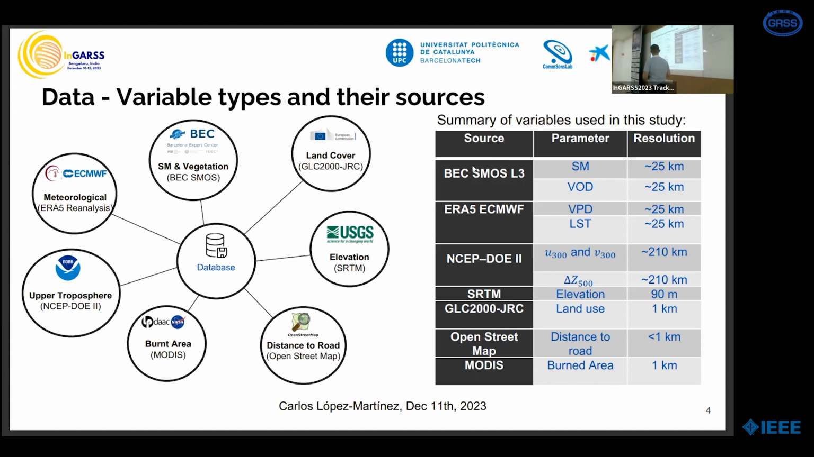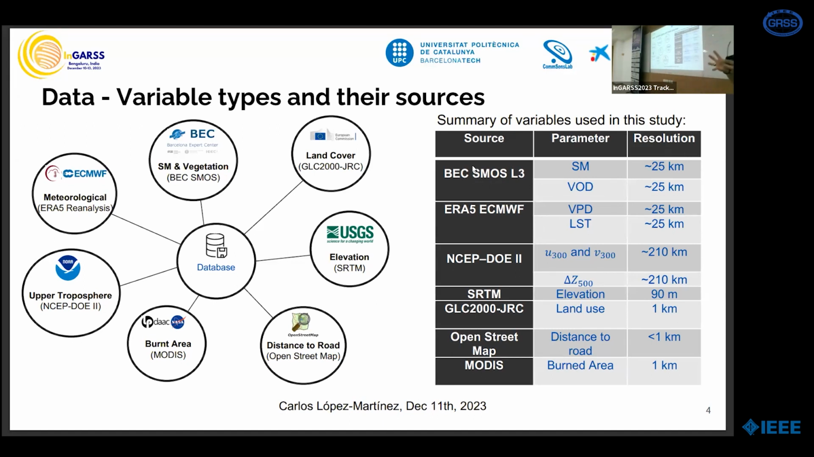We are using soil moisture and vegetation obtained from radiometry from one institution in Spain. We are getting land cover to see if the type of land cover also affects the extension of the fire, plus elevation and distance to roads, just as a proxy of the human effects. And here you have the variables we have been observing: soil moisture, vegetation optical depth as a way to measure the presence of vegetation, vapor pressure deficit as shown before, land surface temperature, anomalies in the upper atmosphere, elevation, and so on. And here you have the different resolutions.